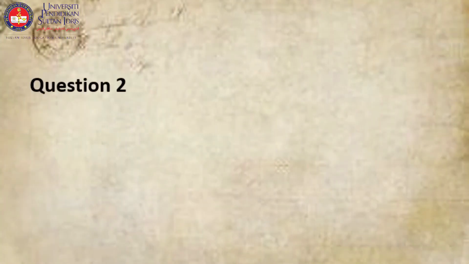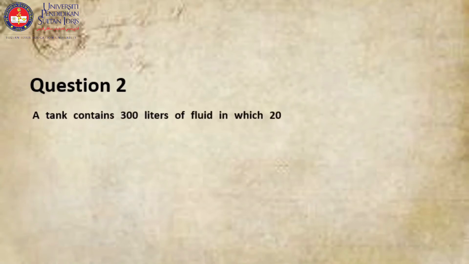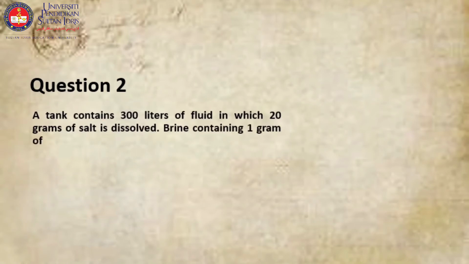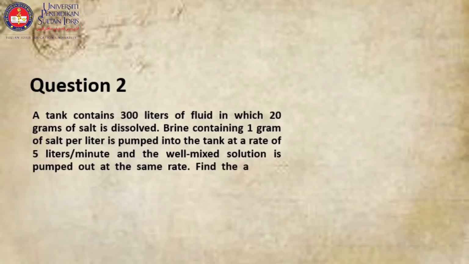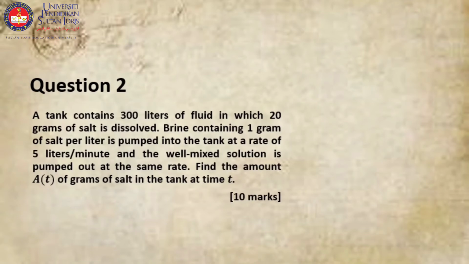Question 2. A tank contains 300 liters of fluid in which 20 grams of salt is dissolved. Brine containing 1 gram of salt per liter is pumped into the tank at a rate of 5 liters per minute, and a well-mixed solution is pumped out at the same rate. Find the amount A(t) of grams of salt in the tank at time t. 10 marks.